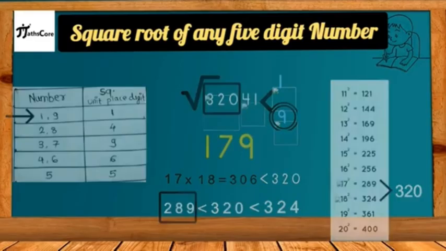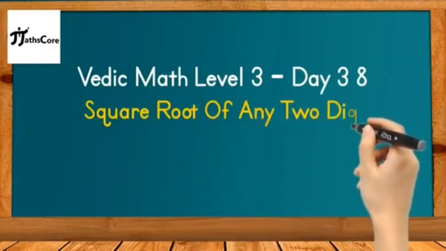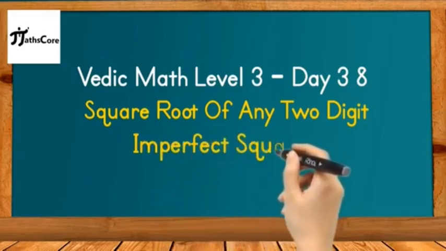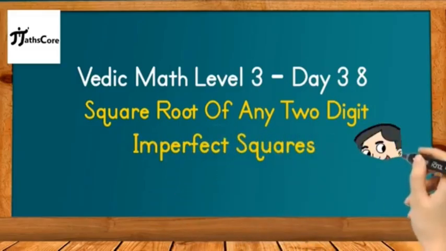Vedic math technique for square root of any 2-digit imperfect square. Imperfect square means what? Which are not perfect squares. So let's learn about it.